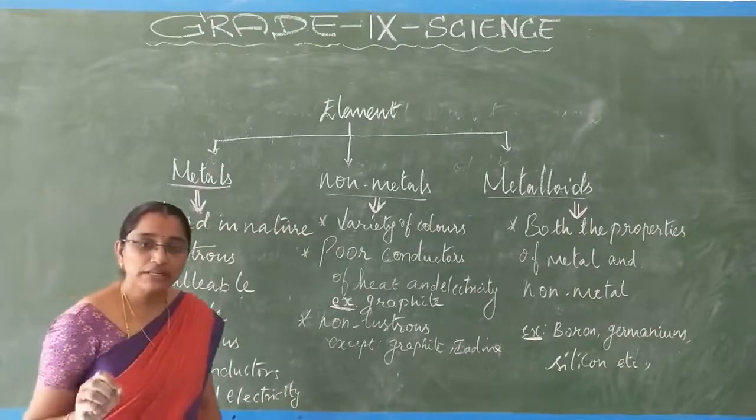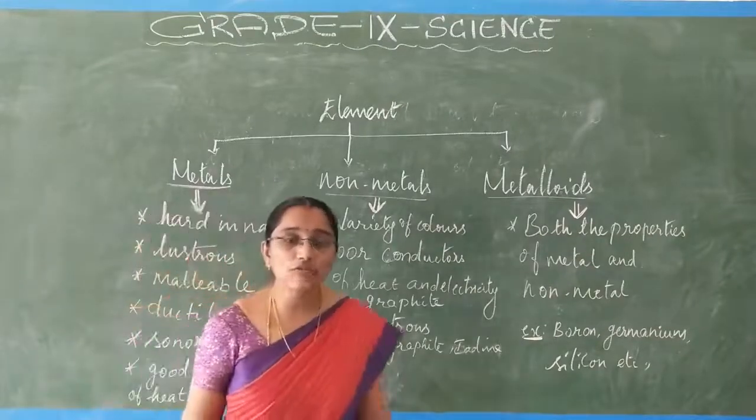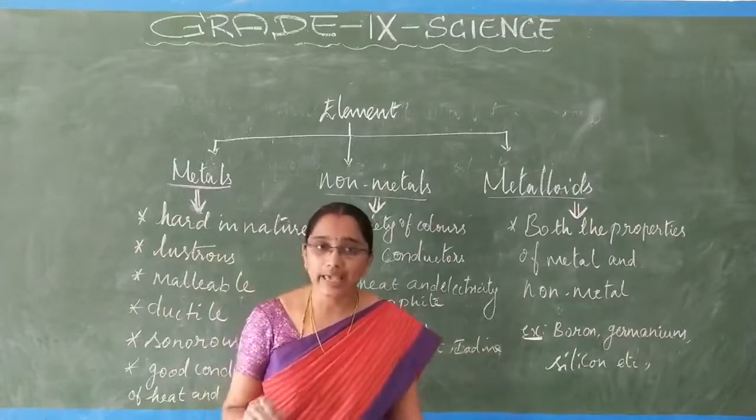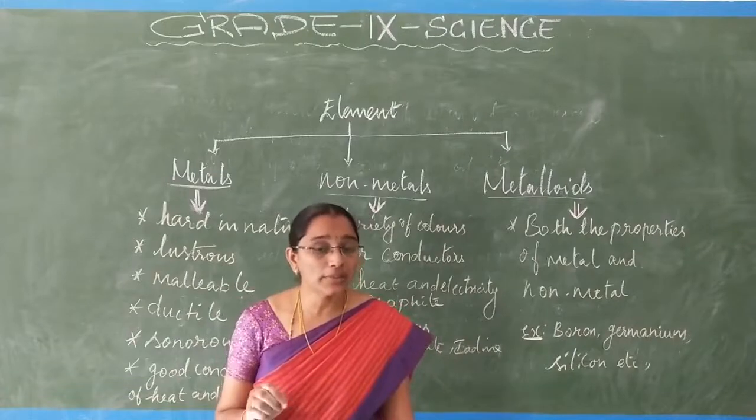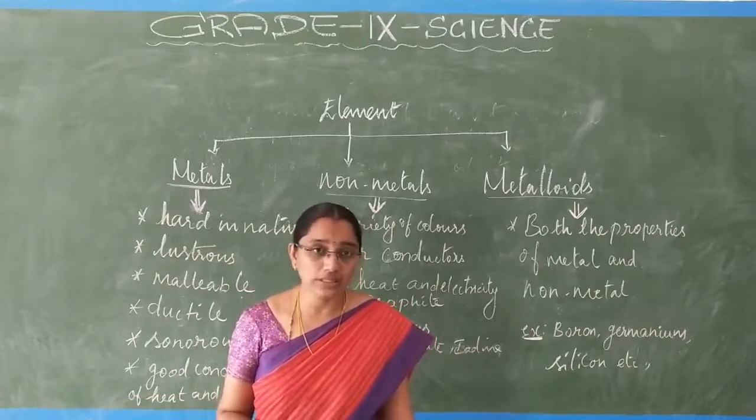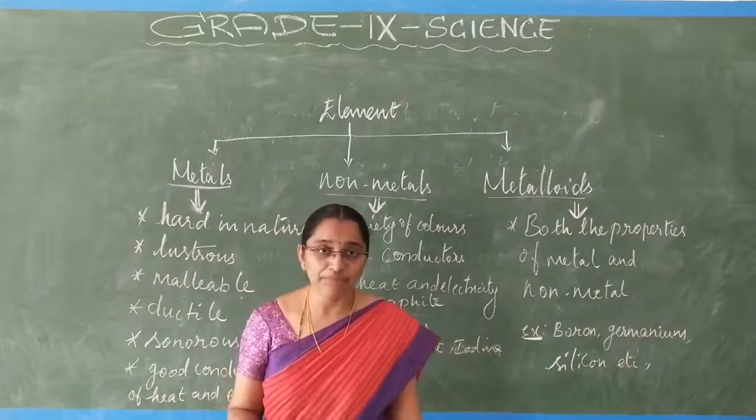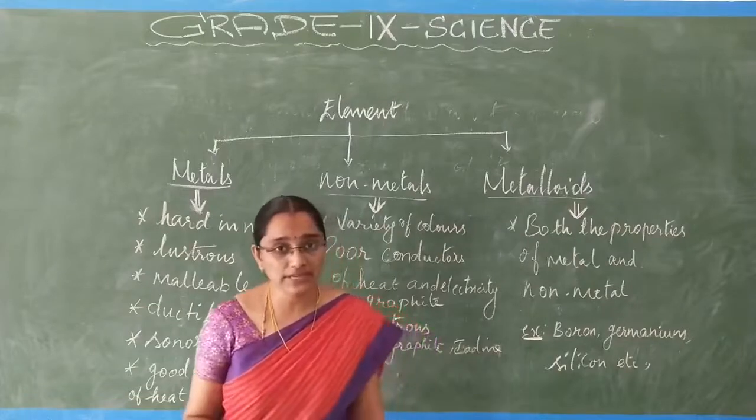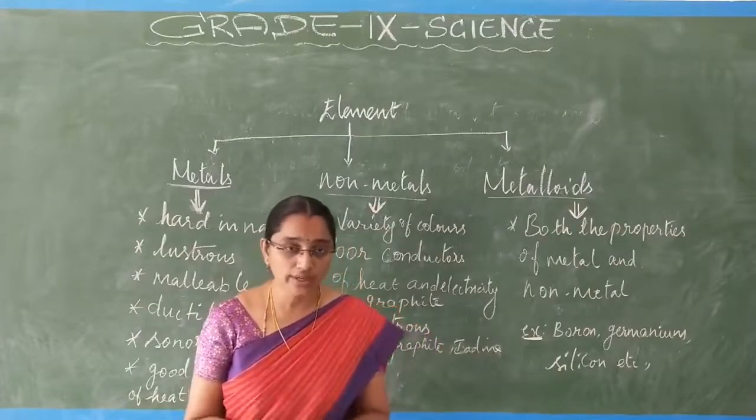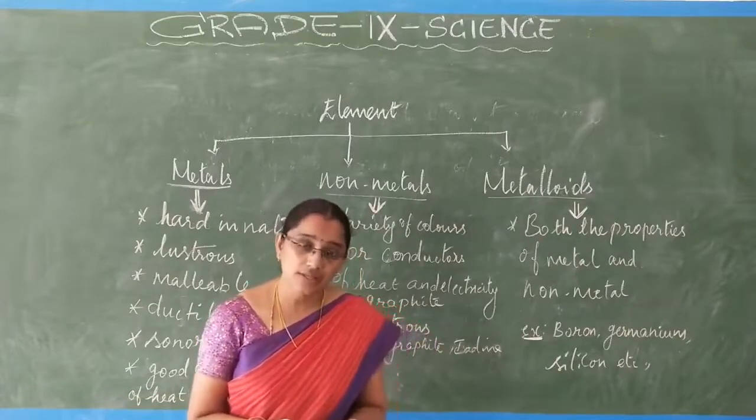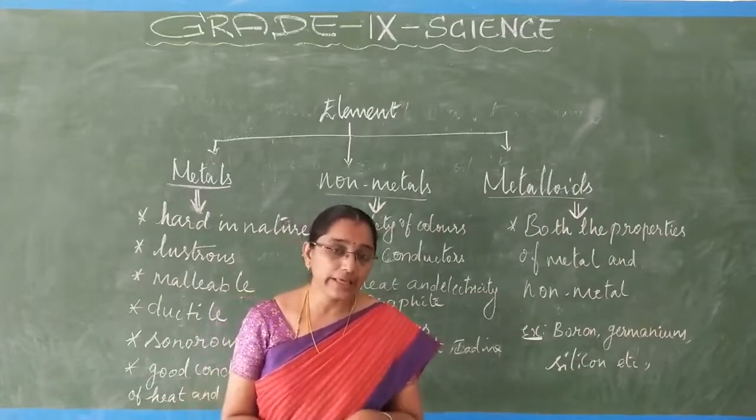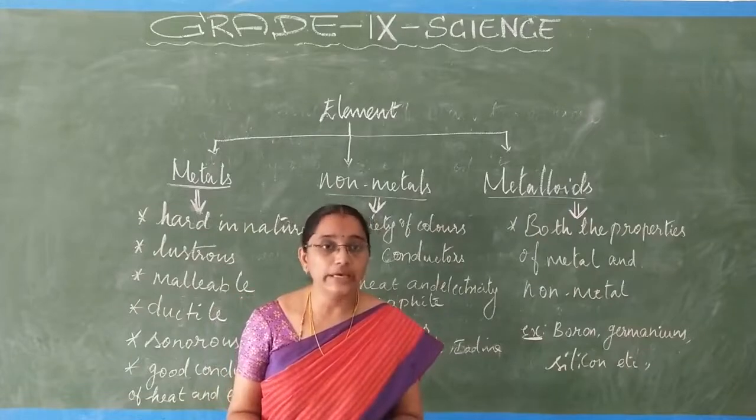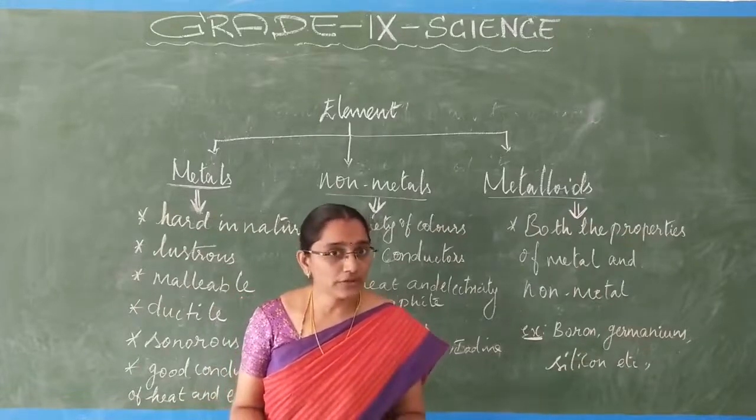And we know that metals are good conductors of heat and as well as electricity. Almost all the metals are good conductors of electricity and heat. Okay. And these are the properties we have seen. What is the first one? Hard in nature, then lustrous in nature, and malleability, ductility, sonority, and good conductors of heat and electricity. So let me come to the non-metals.